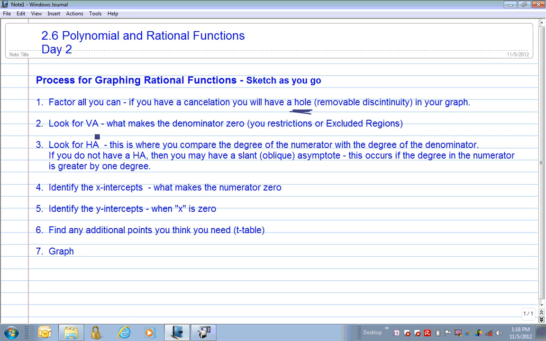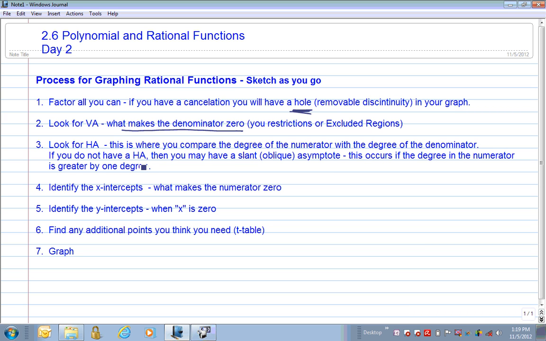We're going to look for our vertical asymptotes. That's what makes the denominator 0. All right, and that would be something you put on your note card. Your restrictions or your excluded regions. So the same as your restrictions are what make the denominator 0, which is also your vertical asymptote. Your horizontal asymptote, this is where you compare the degree of the numerator with the degree of the denominator.